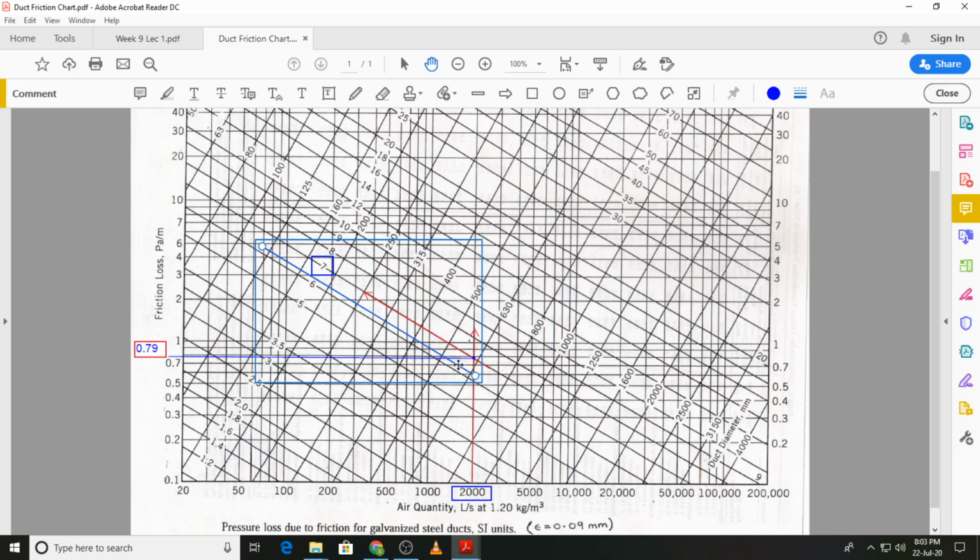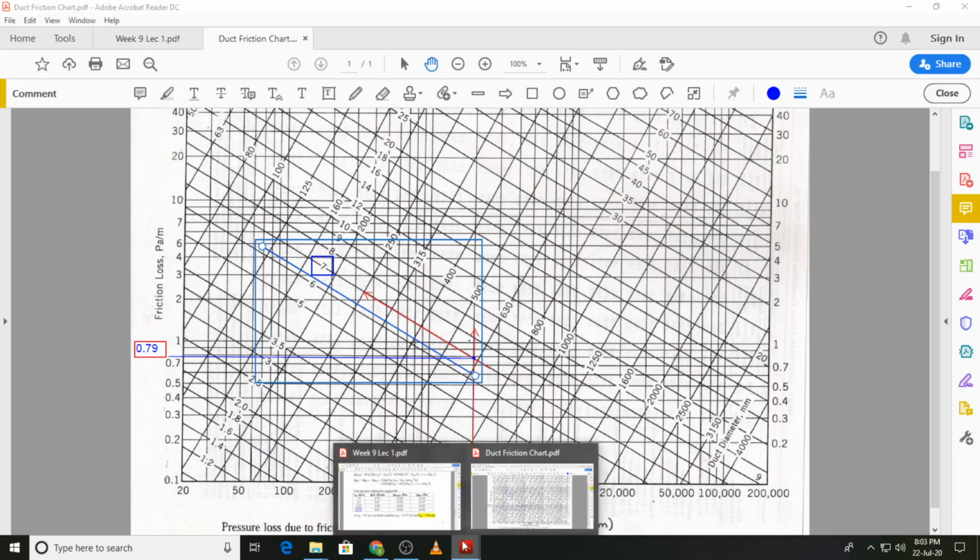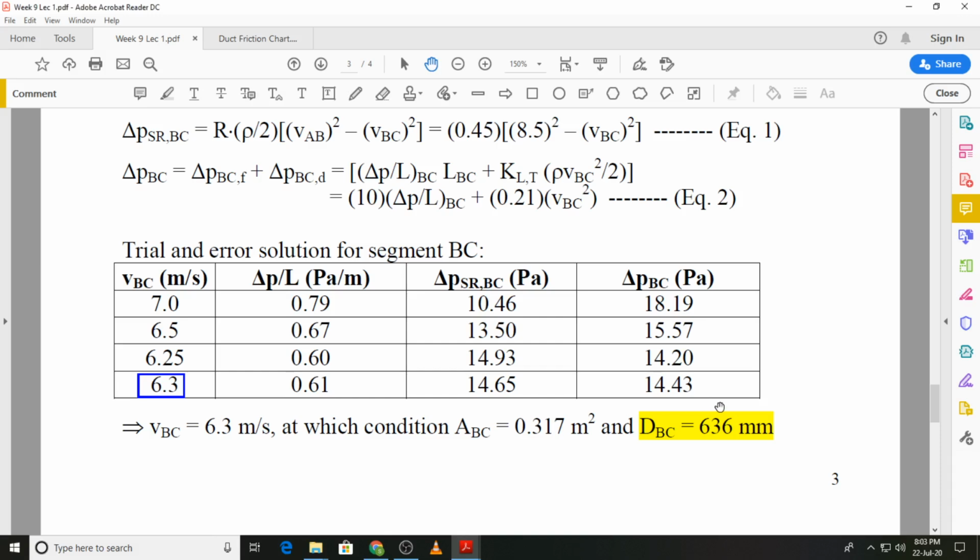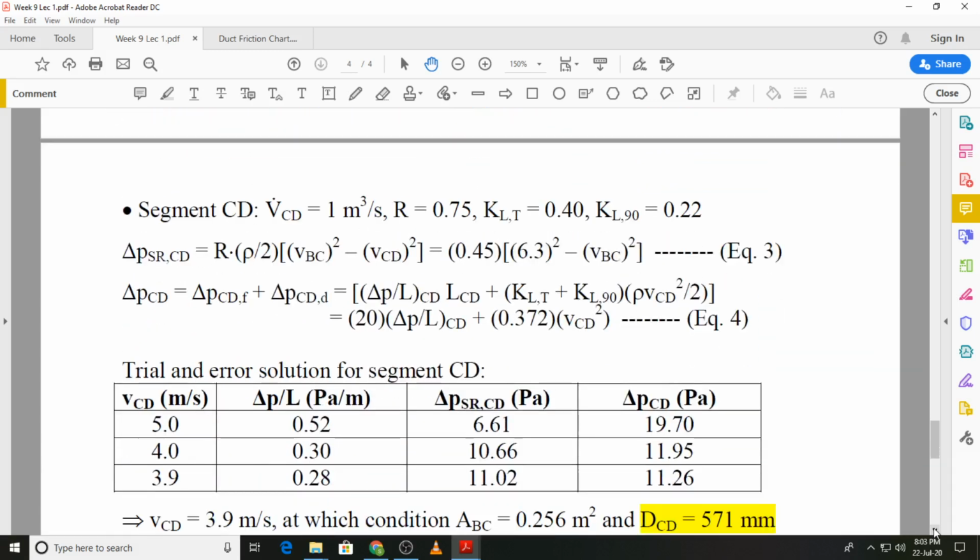So that is how we found out the dimensions of the segment BC, and the same will be done for the remaining segment, that is CD. In segment CD, because we now have an initial velocity of 6.3, our next guess of the velocity will be less than this value of 6.3, and I will move on to that part of the solution.